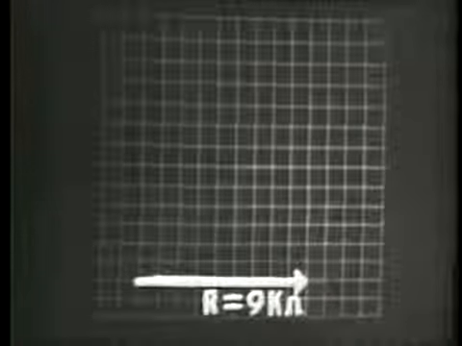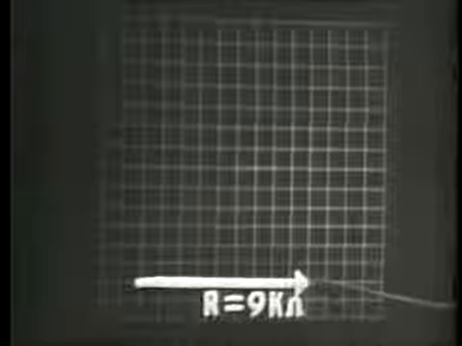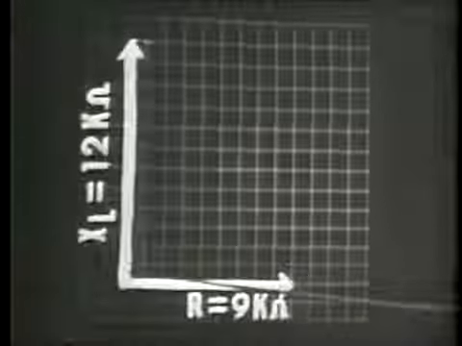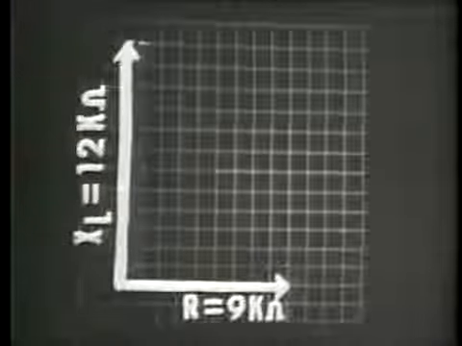Our next step would be to plot these values as vectors on a graph. The resistance vector is plotted at 0 degrees. If each block on our graph represents 1,000 ohms or 1 k ohm, the resistance vector would be 9 blocks long for the 9 k ohms of resistance. Our next step would be to plot the 12 k ohms of inductive reactance. This 12 k ohms of X sub L is plotted at 90 degrees. Now, this would be due to the voltage-current relationship through any inductor.